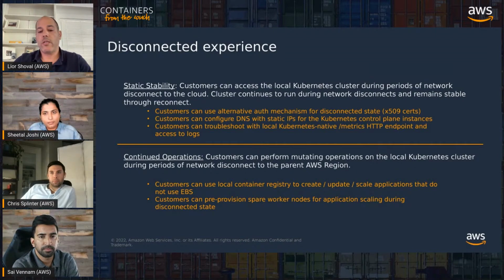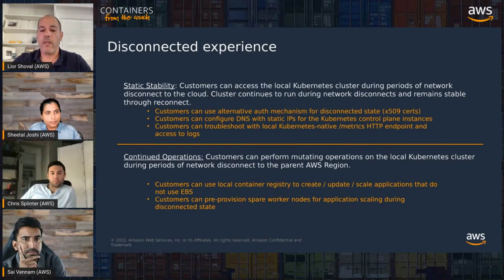For continued operations, if you plan on needing to scale up your workloads, your applications during periods of disconnect, again, you need to plan for it upfront. If the container images that you plan on using are not cached locally on the Kubernetes cluster, you may want to use a local container registry so that you can create or update or push new versions and scale applications that do not use EBS volumes, because EBS is not supported throughout disconnect.